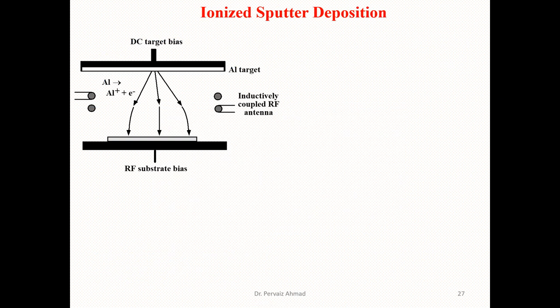Then we have ionized sputter deposition. You can see the structure of the experimental setup in this diagram. The experimental setup for almost all the techniques looks the same. There are some modifications, but not in such a way that you won't be able to recognize one from the others. This is the sketch of the experimental setup for ionized sputter deposition.